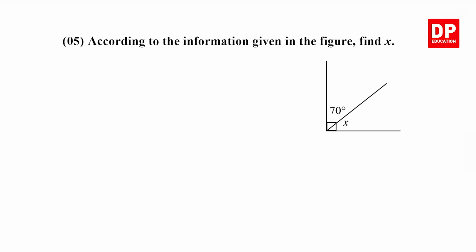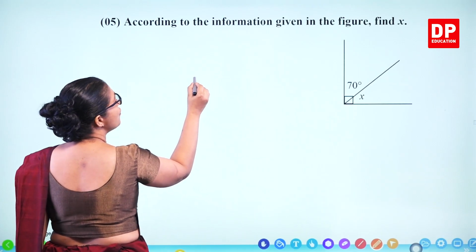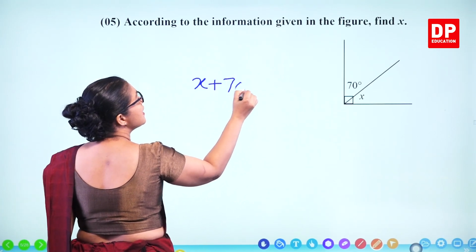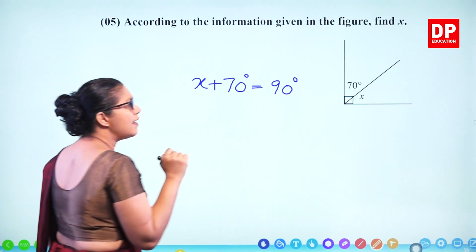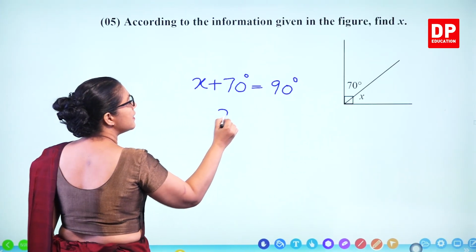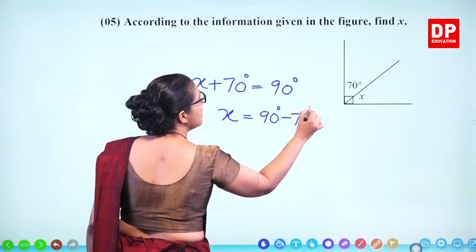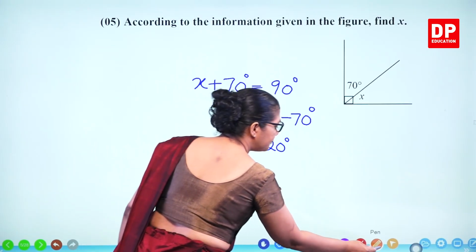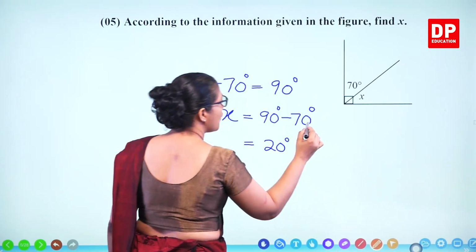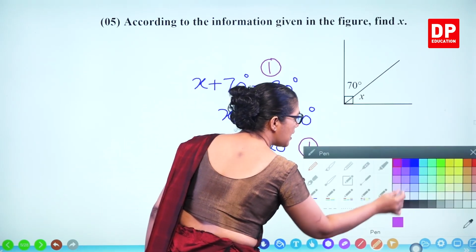Question number 5. According to the information given in the figure, find x. This means 90 degrees. So x plus 70 is equal to 90 degrees according to the figure. So what's x? x becomes 90 minus 70. You get 20 degrees. 2 marks for that: 1 mark for the method and 1 mark for the correct answer.